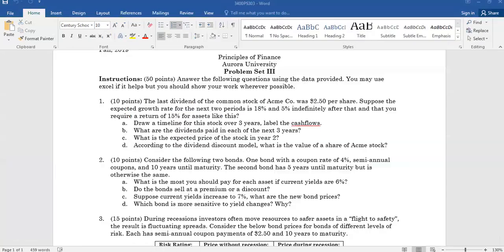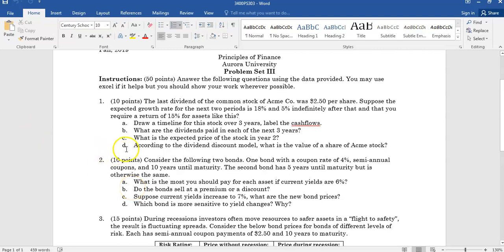Okay, so we go back to the assignment, and I ask you in step A, draw the timeline, label the cash flows. Okay, done. I ask you in part B, what are the dividends paid in each of the next 3 years? I've now got that. In step C, what is the expected stock price in year 2? This is a place where we want to be really careful. I have in steps A, B, and C very carefully, very explicitly walked you through the process of setting up the answer to step D. All of these are intermediate steps, if you ask me, to answering this question in part D.